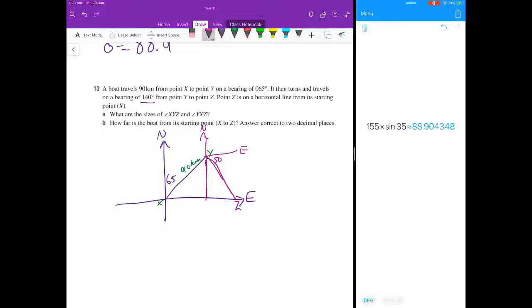So that angle up the top. Just draw that on so we know which angle we're talking about. Might grab a different color. Okay, X, Y, Z. And there he is up that top section there. That's what we're looking for. So we've got some information already.